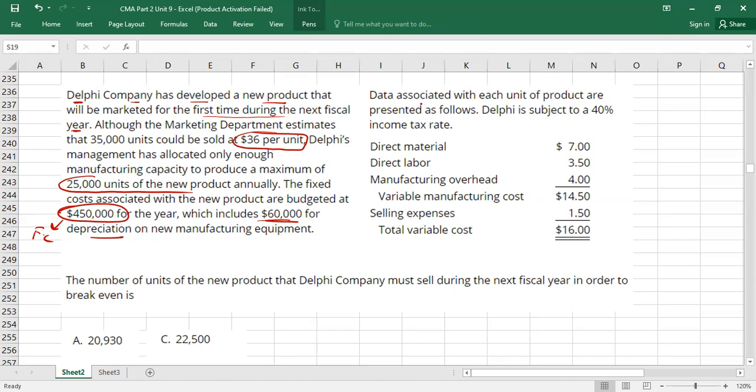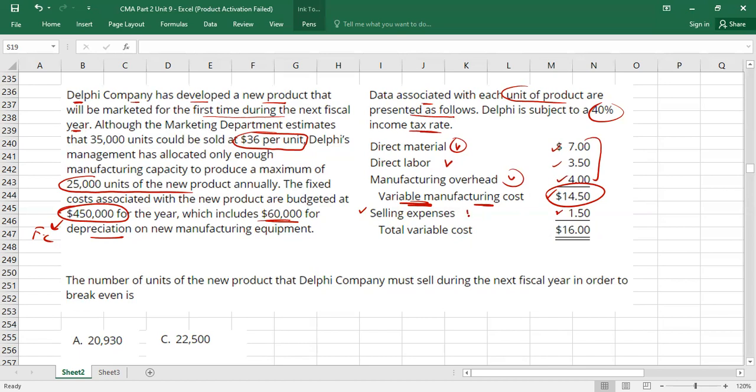Then they are telling you here data associated with each unit of product are presented as follows. Delphi is subject to a 40% income tax rate. This is the tax rate, 40%. So here, they provide you material cost, it is variable cost, $7. Labor cost also variable cost, $3.5. Manufacturing overhead is also variable cost, because this is variable manufacturing cost. So all are variable. If I add these three, this is variable production cost. Then we have a selling expense, $1.5.